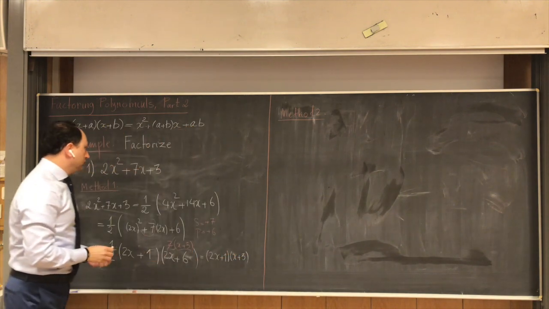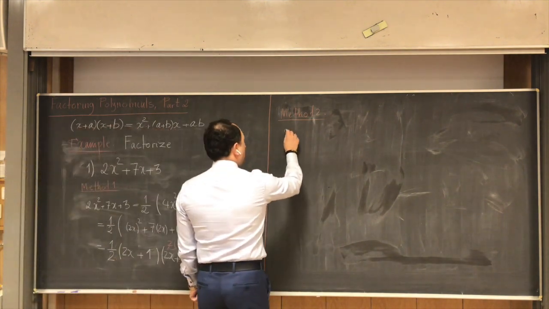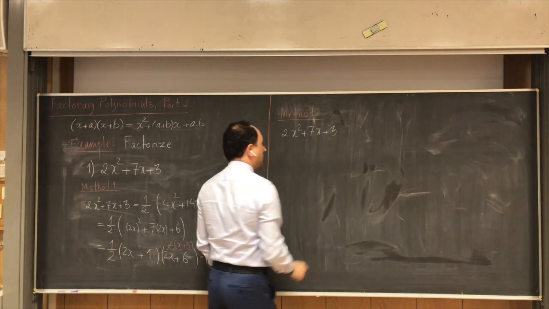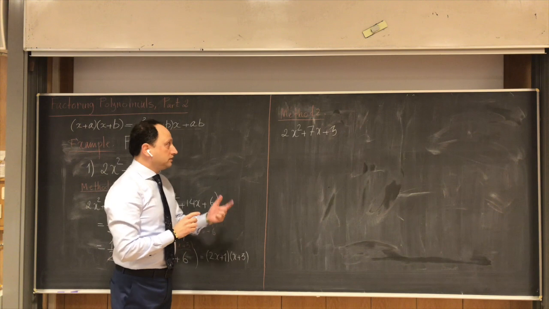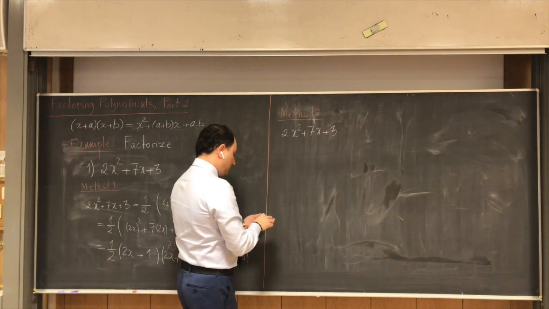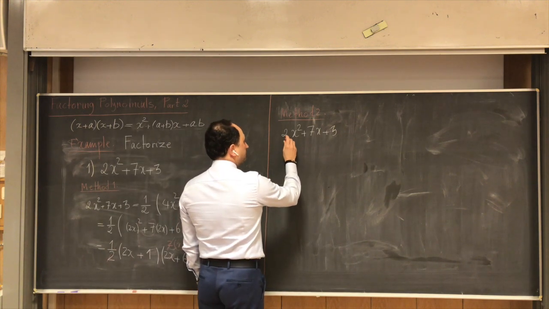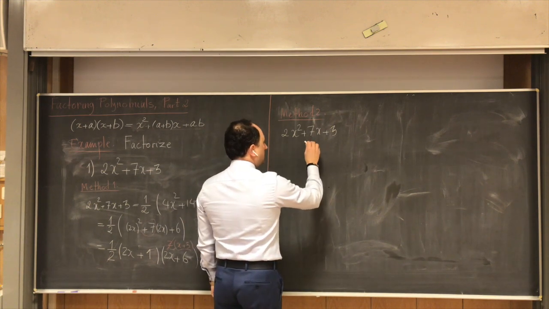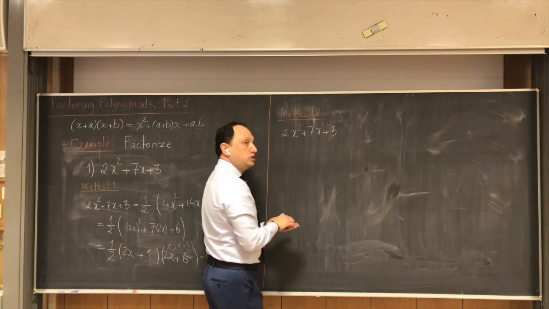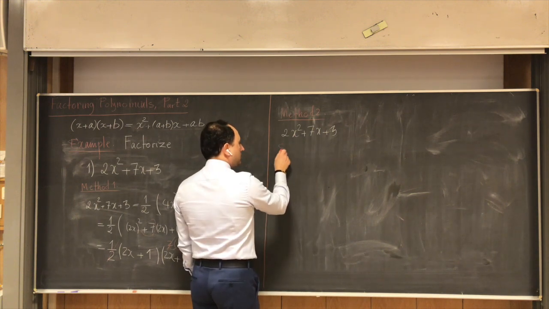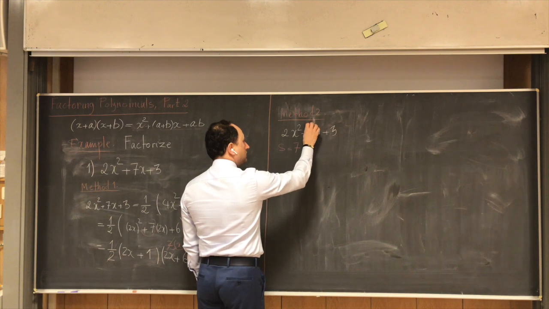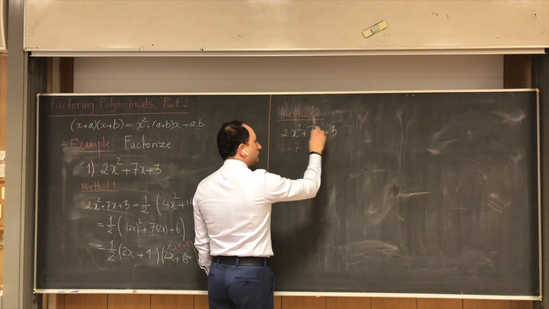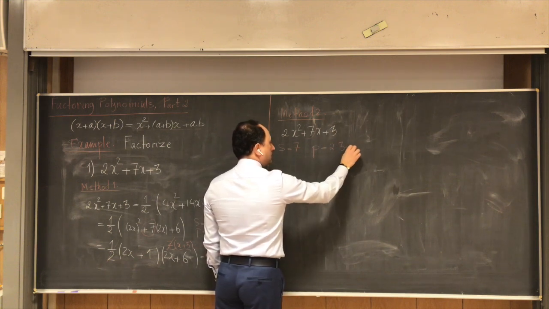So in method 2, let me write here. So I have 2x squared and then 7x plus 3. Okay, so be careful about this method. Here you multiply this number. So let me write it in this form. So you ask yourself, I need 2 numbers whose sum is equal to 7, this number here, and whose product is 2 times 3, which is 6.